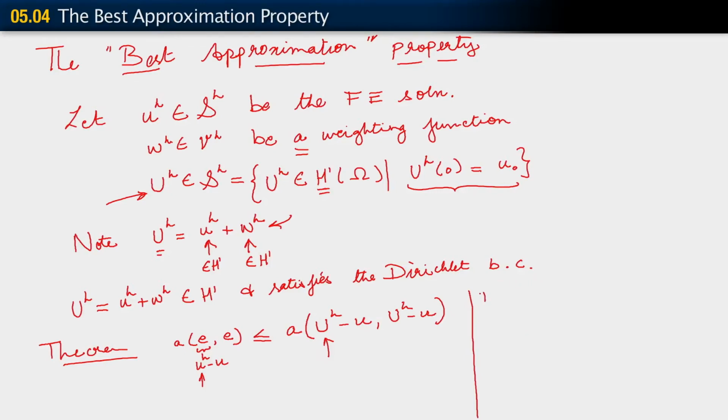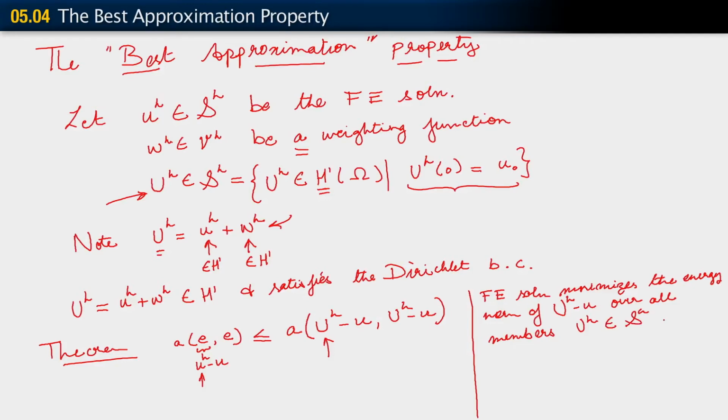Okay, so what we are saying here is that the finite element solution minimizes the energy norm of UH minus U over all members UH belonging to SH. Okay, the space SH consists of a number of functions.